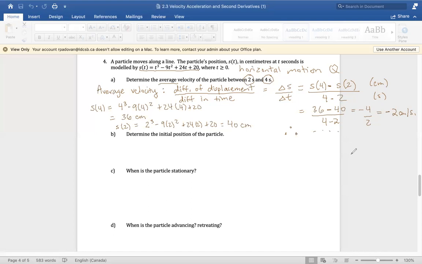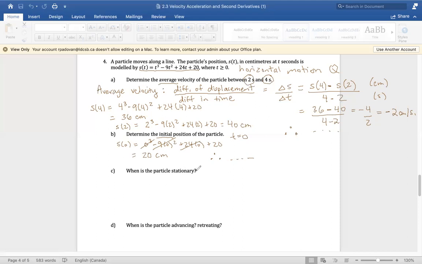Determine the initial position of the particle. Where exactly is the particle? Again, initially would be at a time of 0, right? So if time is 0, I'm just using my original displacement function and plugging 0 in for time. So 0 cubed minus 9 times 0 squared plus 24 times 0. Whenever 0 is there, it just wipes everything out, right? And I get an answer of 20 centimeters. So again, your therefore statement. Therefore, the initial position of the particle is 20 centimeters.